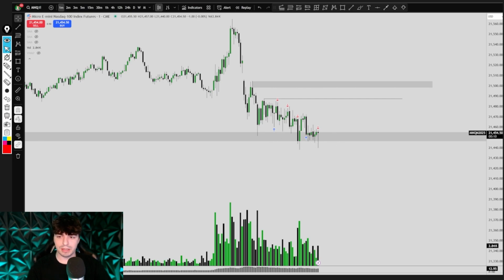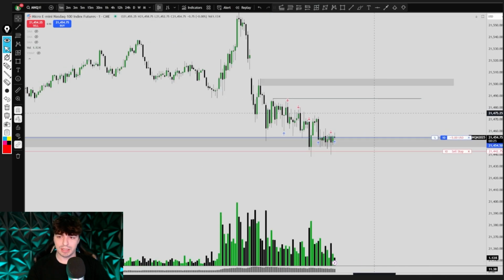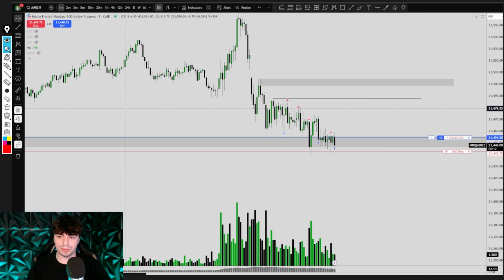So I know that now there should be some sort of move higher. I just don't know exactly when it's going to happen, okay? So I get stopped out there again for my second or third loss of the day. Now, again, I re-enter because we're showing signs of strength. And let's see if I'll survive this.